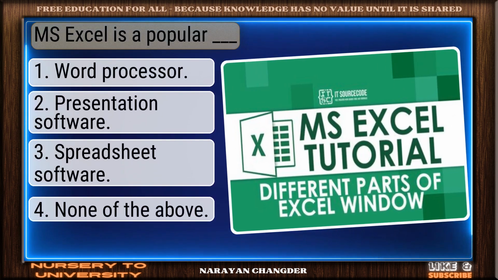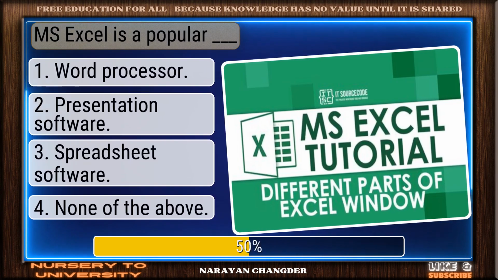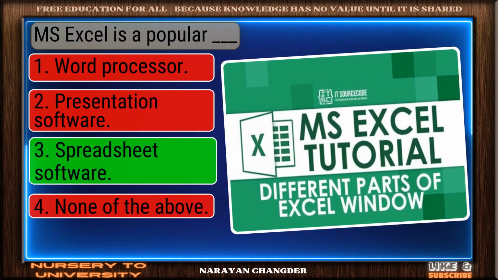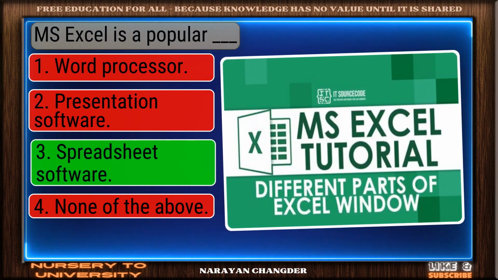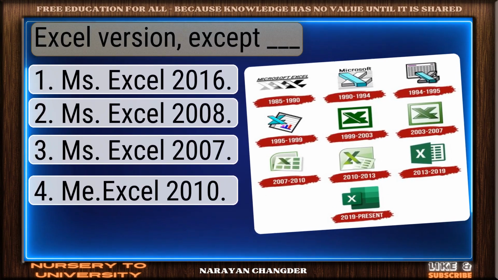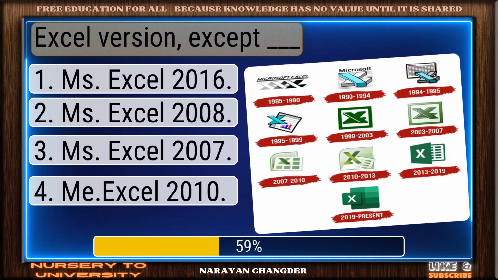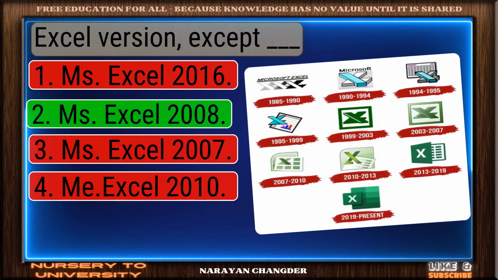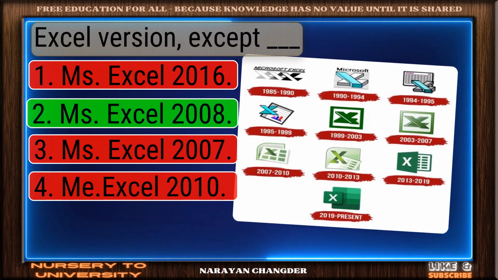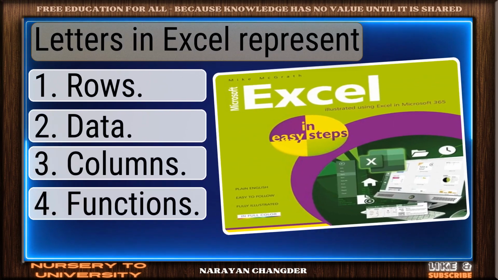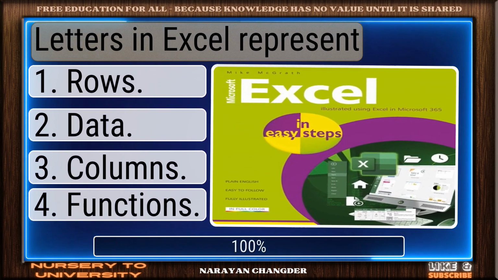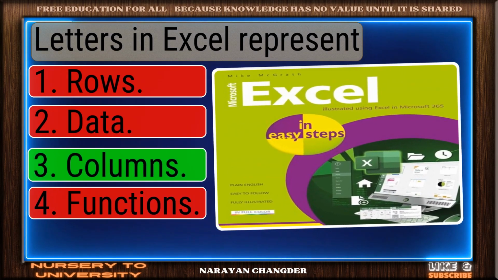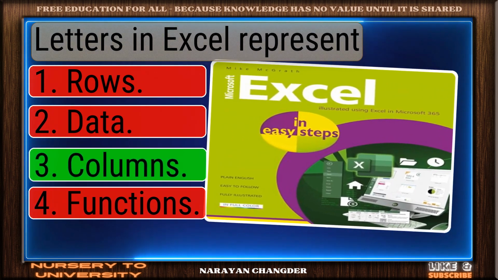Ms Excel is a dash. On track. Spreadsheet software is the correct answer. Excel version except dash. You're right. Ms Excel 2008 is the correct answer. Letters in Excel represent. Good thinking. Columns is the right answer.